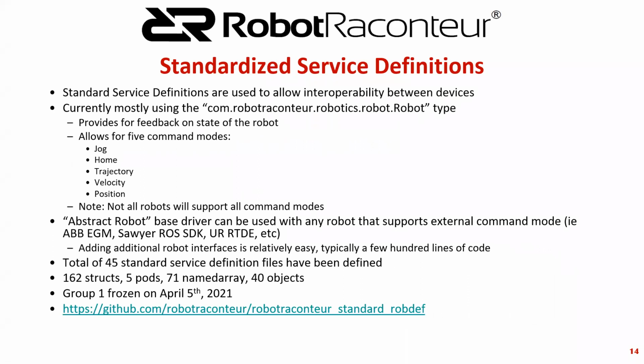So currently the most used type is the robot interface, and it provides feedback on the state of the robot and allows for command modes. And this is designed for externally controlled robots, like examples are ABB EGM, the Sawyer robot, the UR with RTDE. So these are externally controlled robots.